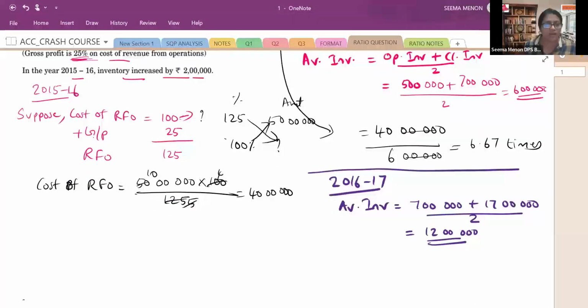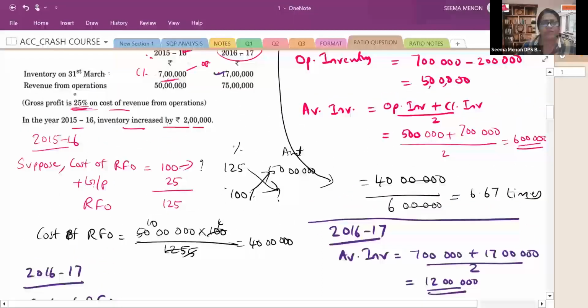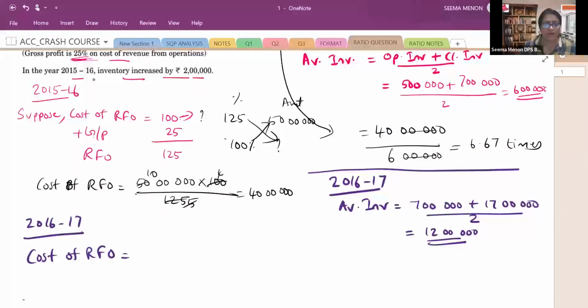So let's directly find out. Now you no need to write all this method. You can write cost of revenue from operation is equal to, what is the cost of revenue from operation given? It is not given. So as usual, we will take revenue from operation. That is 75 lakhs. 75 lakhs multiplied by, you need to find out cost of revenue. Cost of revenue is not given. So you assume it as 100.